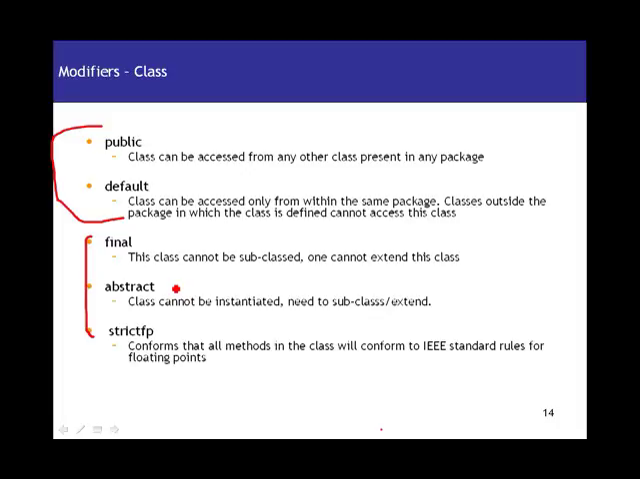The next thing is strictfp. When you apply this modifier to a class, it says that all the methods in your class conform to the IEEE standards for floating points. Okay. So these are the only modifiers which can be applied to a class. Now let's talk about class attributes or instance attributes. We've got all four access modifiers here.